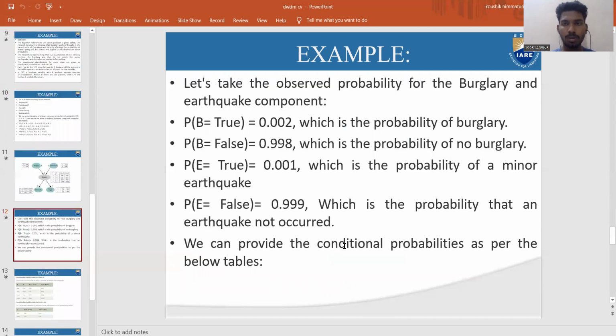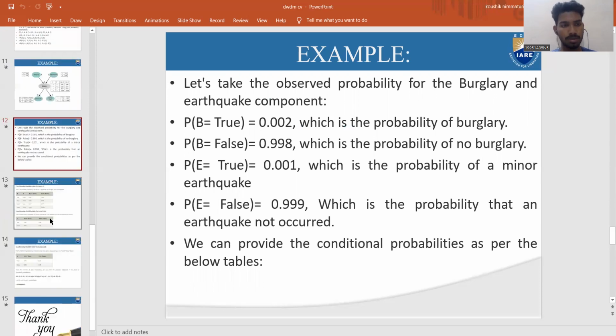Let's take the observed probability for the burglary and earthquake components. P(B) is equal to 0.002, which is the probability of burglary. If it is false, it is 0.998. If the earthquake is true, it is 0.001. If the earthquake is false, it is 0.999. You can provide the conditional probabilities as per the tables.